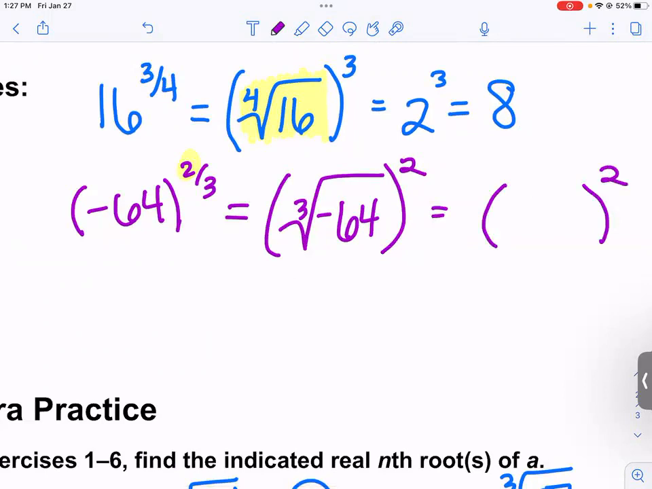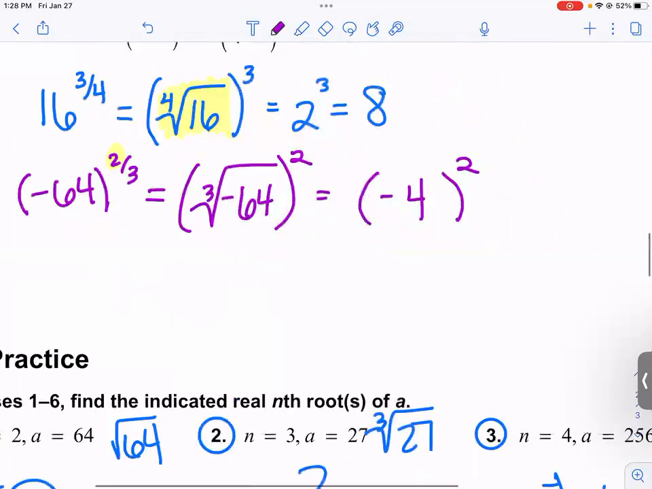Inside the parentheses first. Cubed root of negative 64. What number to the third power is negative 64? Almost. Negative 4. What's negative 4 squared?